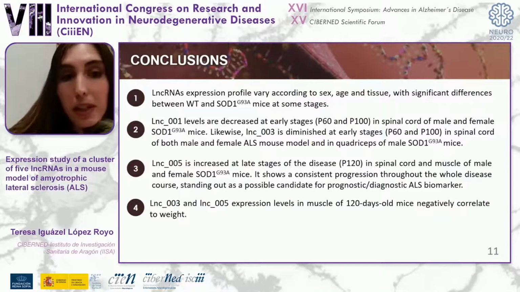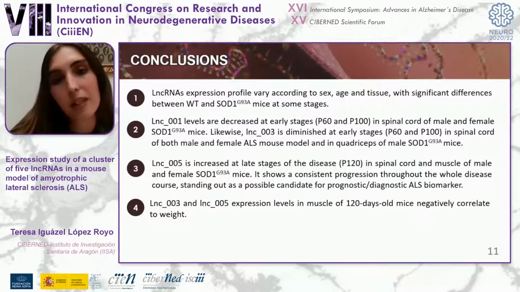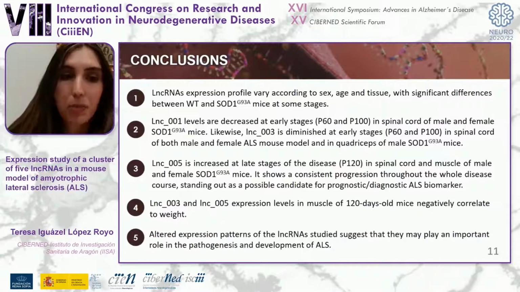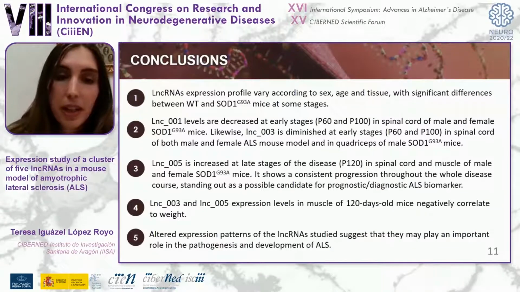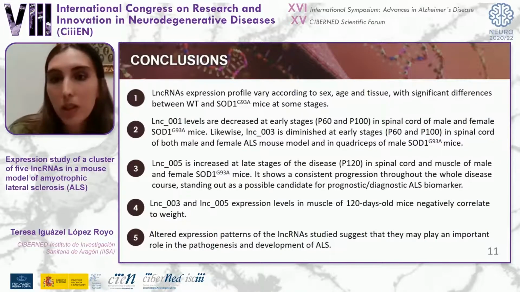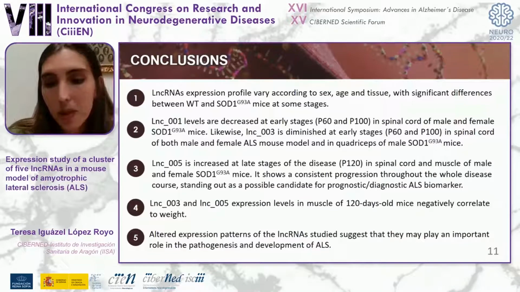Furthermore, long non-coding 3 and long non-coding 5 expression level in muscle of later stage mice negatively correlate to weight. Finally, altered expression patterns of the long non-coding RNAs studied suggest that they may play an important role in the pathogenesis and development of this disease.